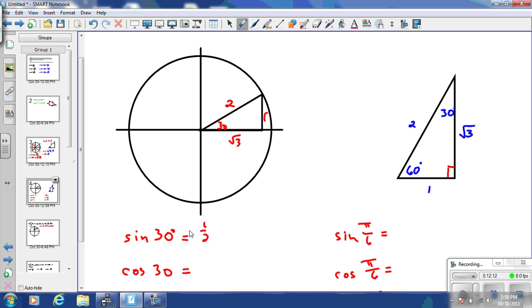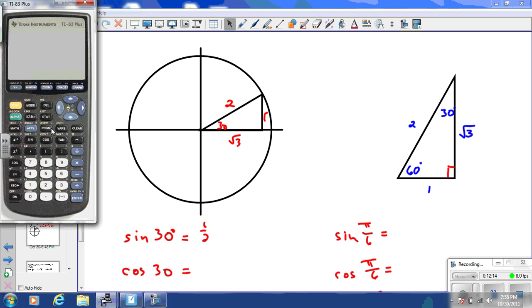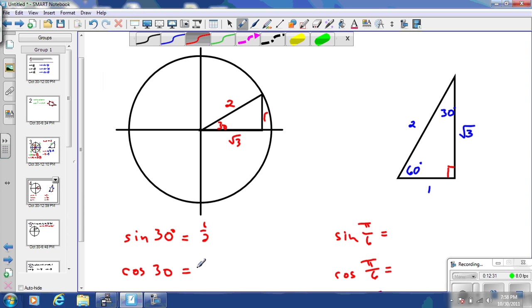We can quickly verify that since that's in degree mode. I can turn my calculator and make sure it's in degrees, which it is, and I can type in sine of 30. It's going to give me 0.5. So what I'm showing you here works. Cosine of 30 would be the adjacent over the hypotenuse. That is equal to the square root of 3 over 2.